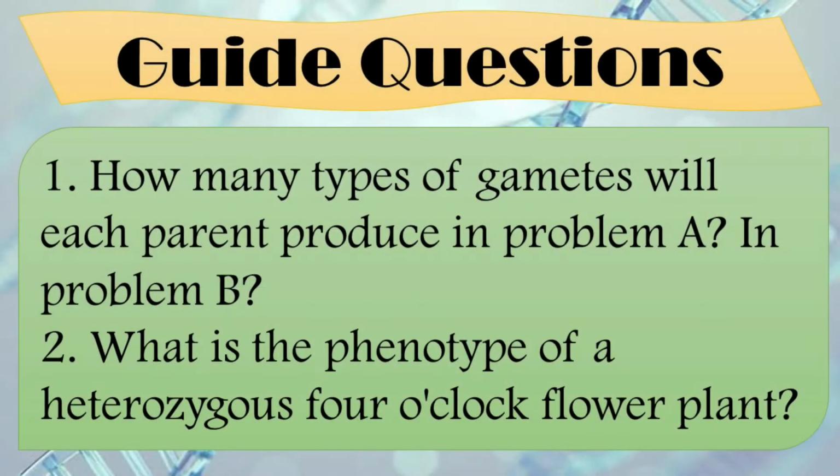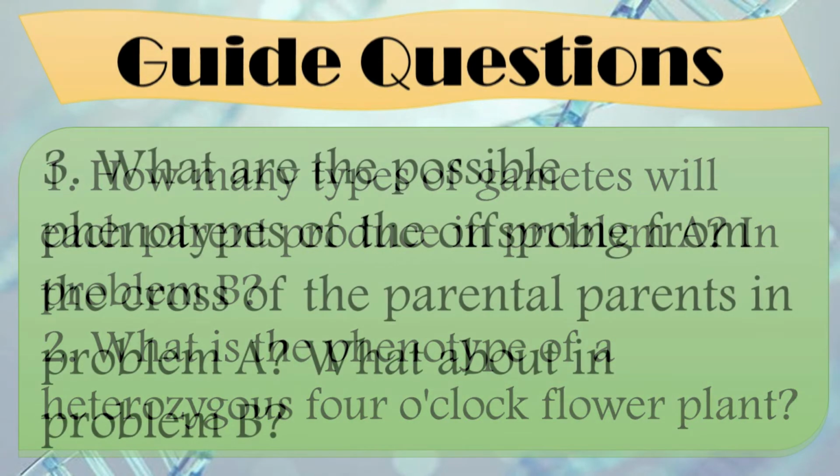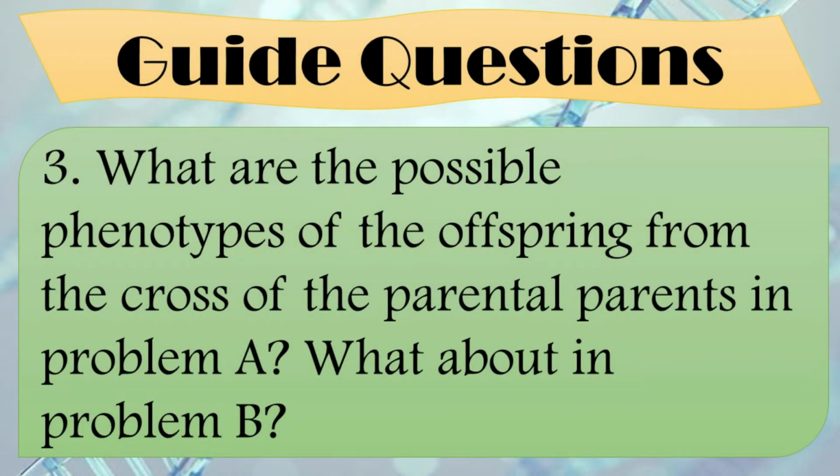Guide questions. 1. How many types of gametes will each parent produce in problem A? In problem B? Number 2. What is the phenotype of a heterozygous 4 o'clock flower plant? Number 3. What are the possible phenotypes of the offspring from the cross of the parental parents in problem A? What about in problem B?